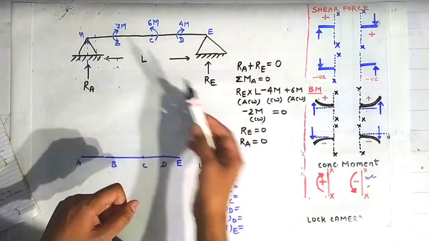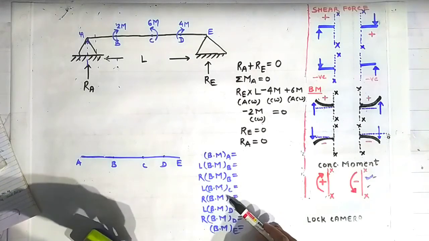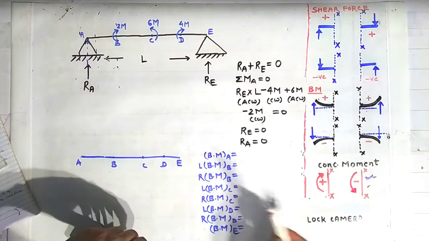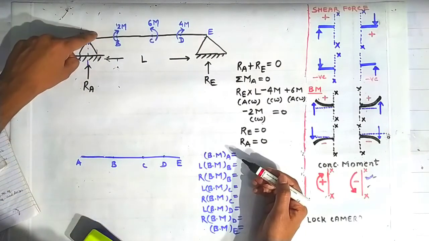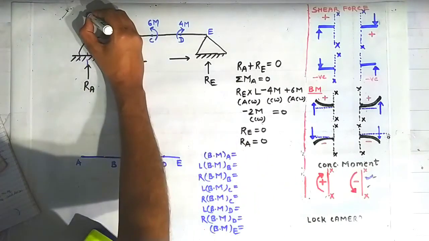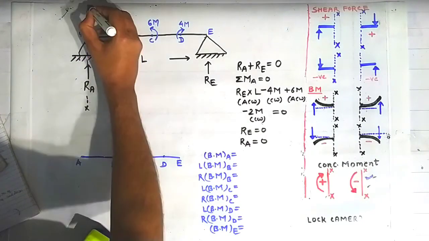That's why we have to calculate bending moment on the left side of the point C and on the right side of the point C, and on the left side of the point D and on the right side of the point D. So we will calculate now. Now first thing is we have to calculate the bending moment at the point A. For that we have to construct a section passing through this point A. Suppose this is a section which is passing through the point A. This is the section XX.